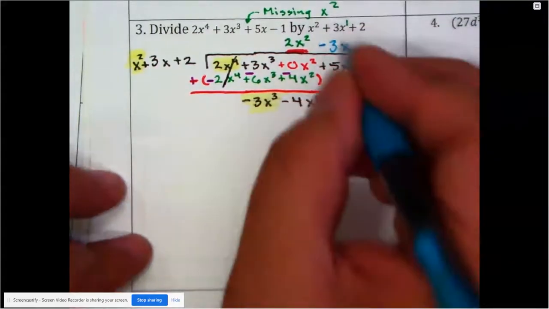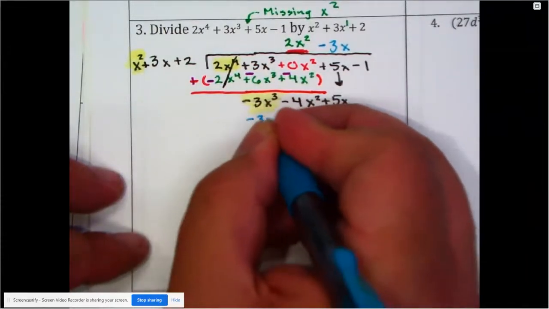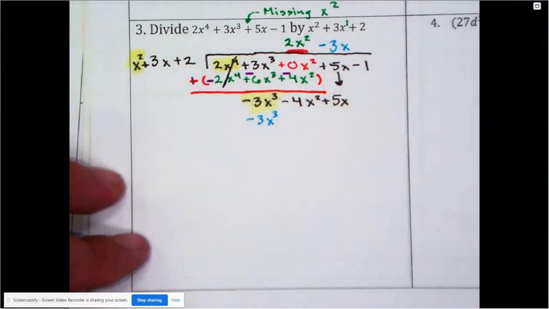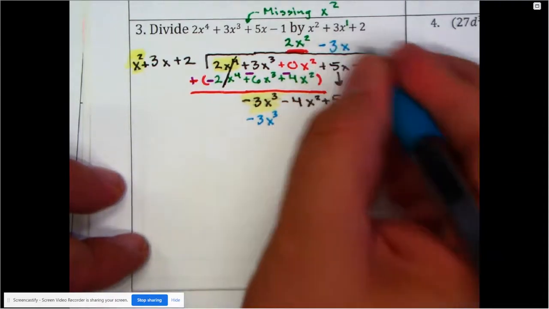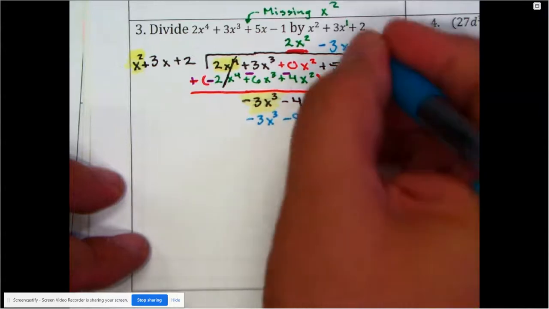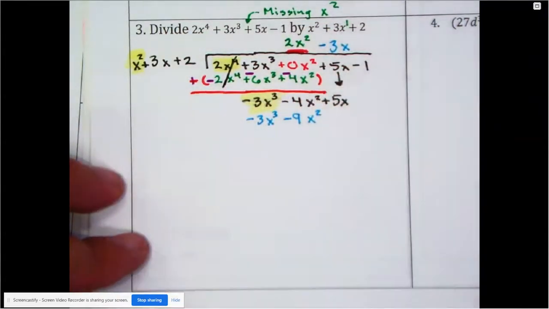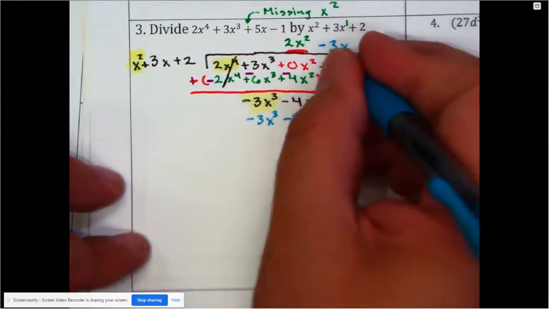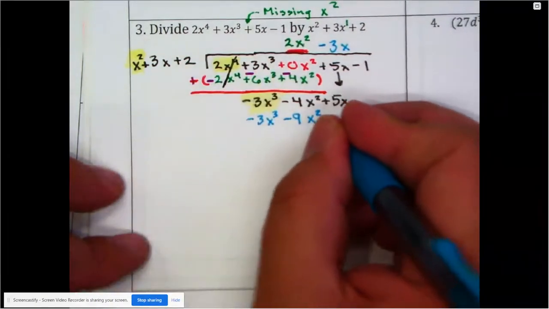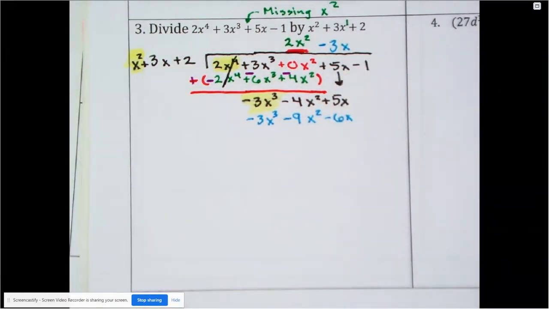All right, let's do multiplication. Negative 3x times x squared. Look at that. Perfect match, which is our goal. Negative 3 times positive 3 is negative 9. X times x is x squared. Besides, the lineup told me I was going to need that. And negative 3x times 2, negative 6x. Yes, look at that lineup. All right, let's start subtracting.